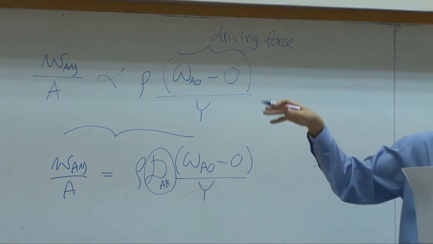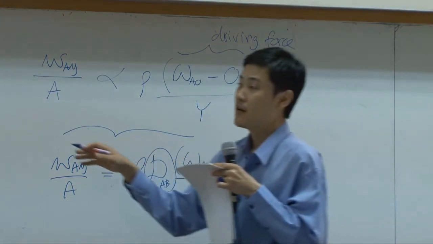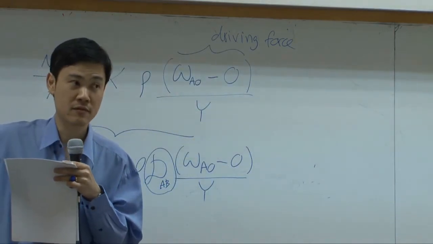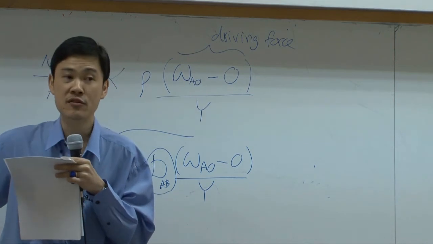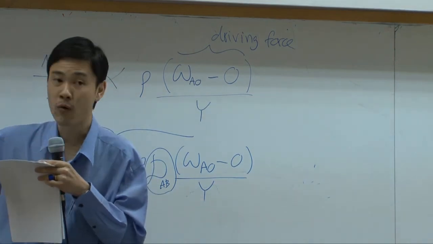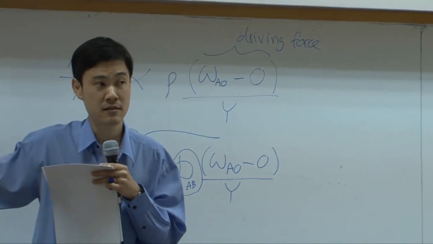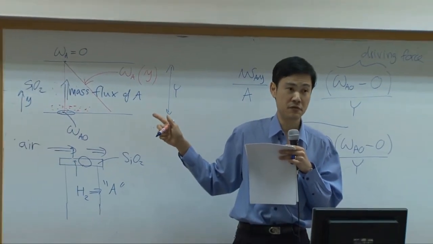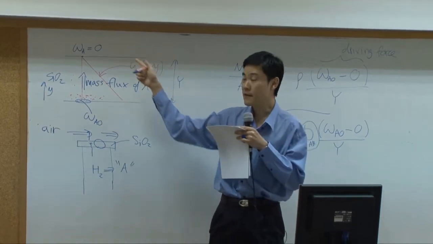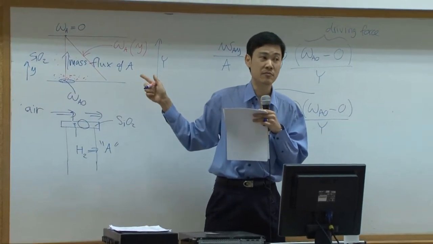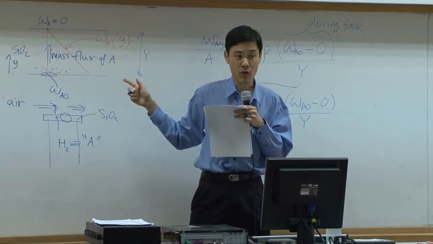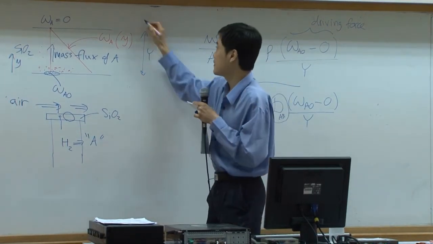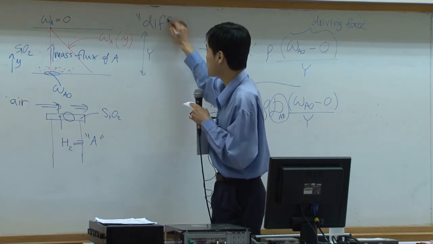In our system here, molecule A moves upward, and it moves slowly through the pores of this piece of silica. Sometimes it is called diffuse. So the phenomena here, sometimes people call molecular transport as diffusion. Okay? This is called diffusion.